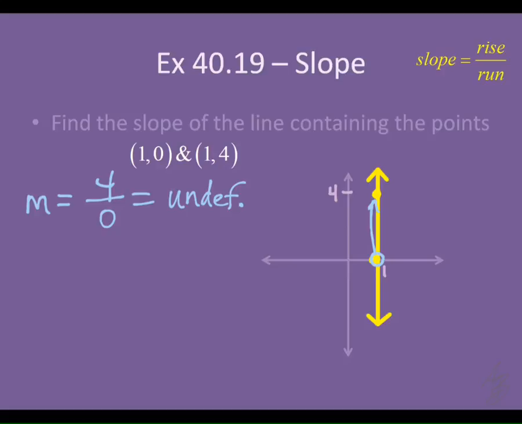Nah, we're good. All right, let's look at it again from the perspective of the slope formula. y2 minus y1 over x2 minus x1. What's y2? 4. What's y1? 0. x2? 1. x1? 1. Okay, so we get 4 over 0, which again is where we were over here, and we get an undefined slope or an infinite slope. Does that make sense?